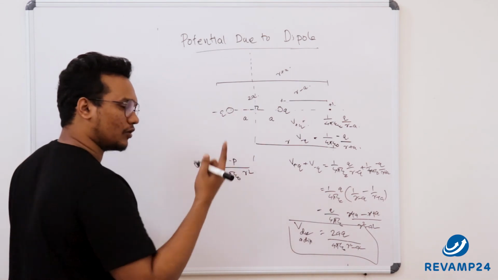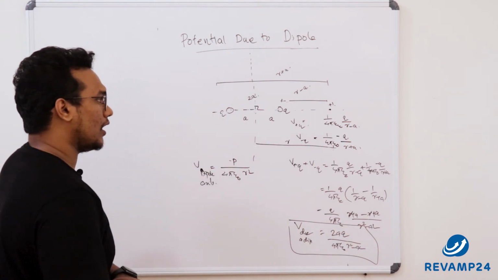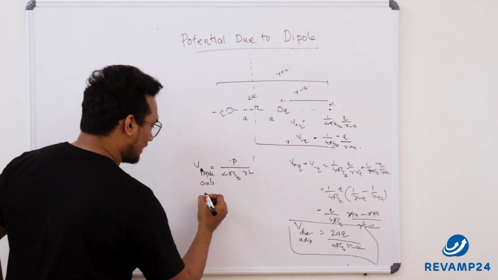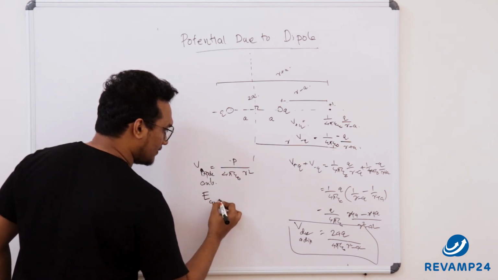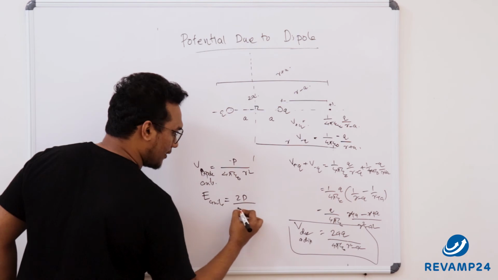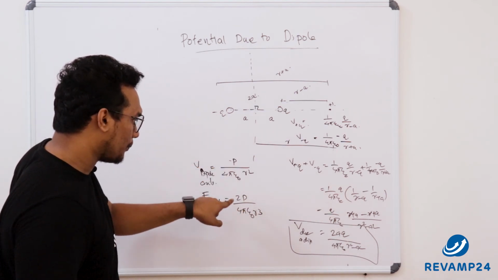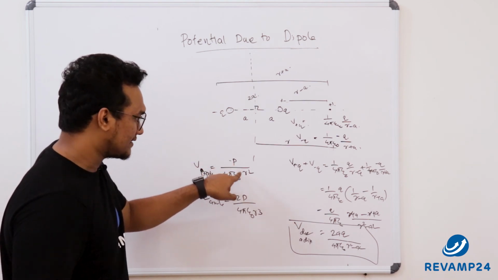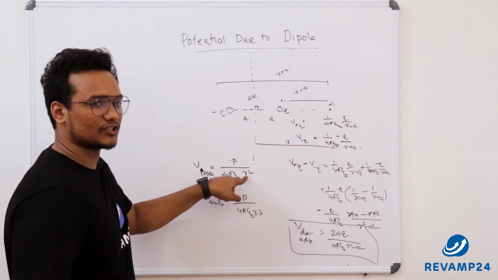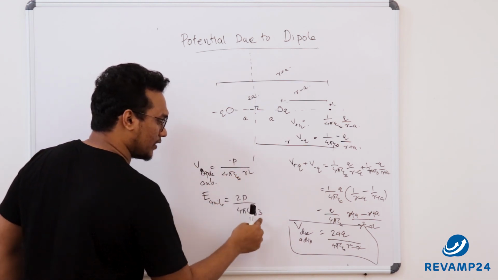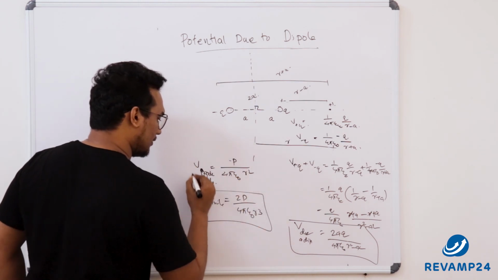Just compare this equation with the previous equation you have learned in the case of electric field. What was the electric field on an axial line? That is 2p divided by 4 pi epsilon 0 r cube. Now instead of 2p we are having p here, instead of r cube we are having r square, just one less. Here 2p, 1p. Here it is r square, r cube. So just compare and learn.